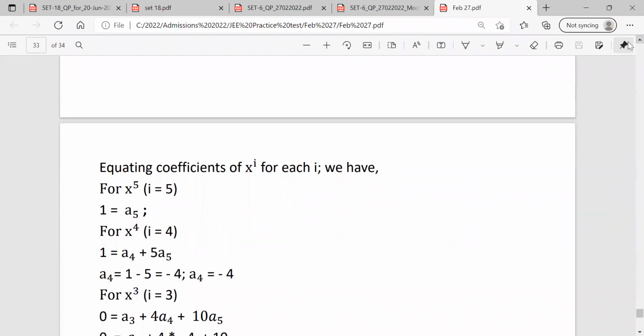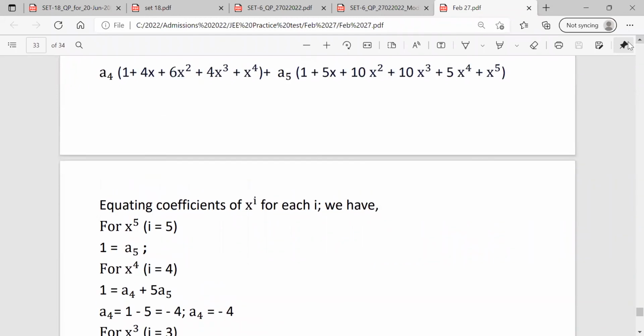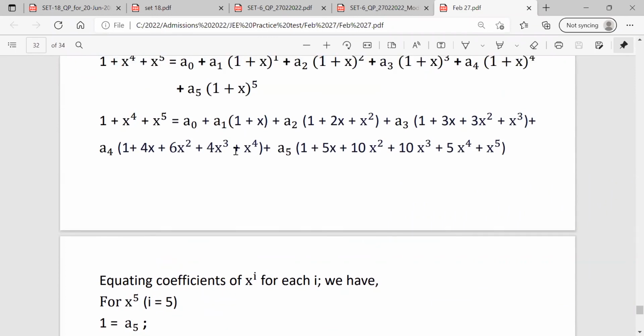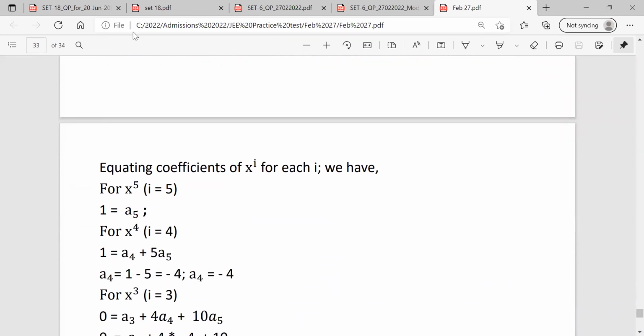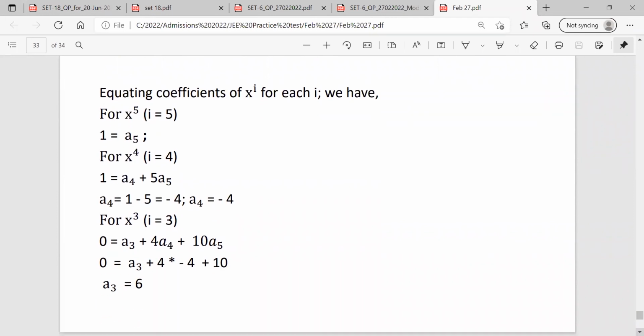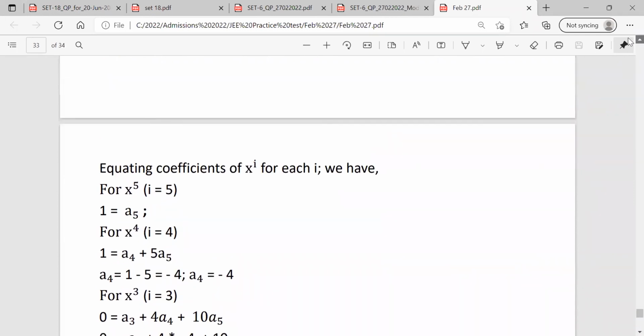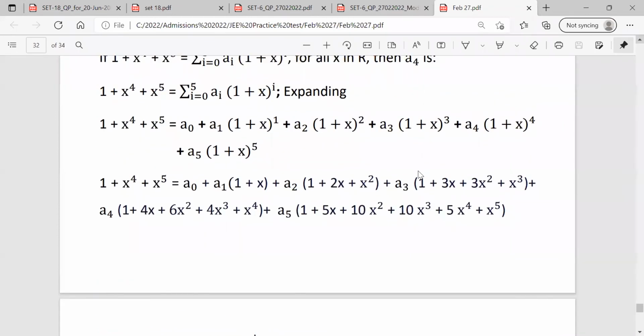The next is we are going to equate for x raised to 4, that is i is equal to 4. Here we'll have a fourth term, and here we'll also have a fourth term. So for x raised to 4, we have 1 plus x raised to 4 plus x raised to 5, right? So we have A4 plus 5A5. We have already found that A5 is equal to 1, so we can write that A4 is equal to minus 4. Similarly, you have to equate the coefficient of each term. Once you have expanded, it will be really easy to equate the coefficients.